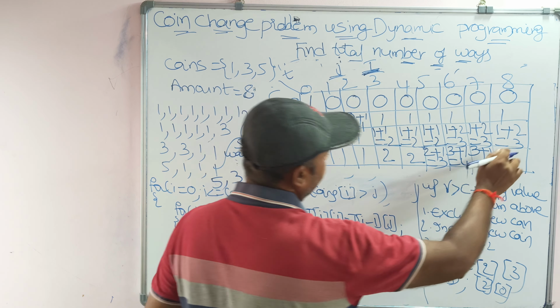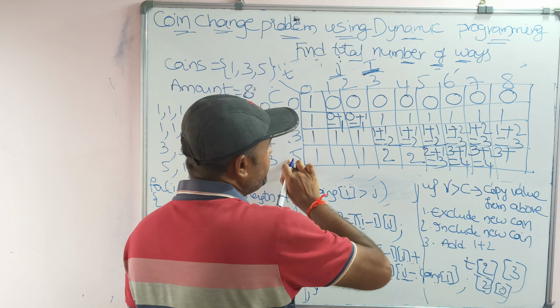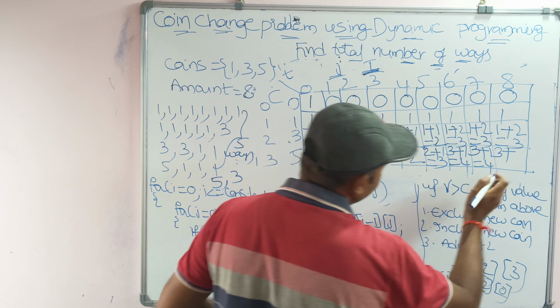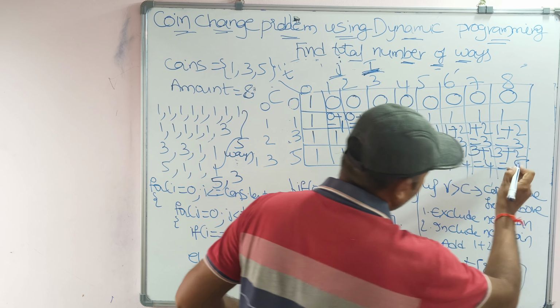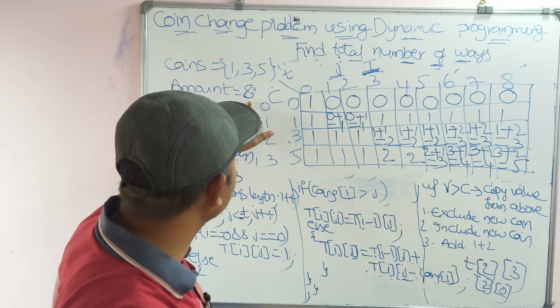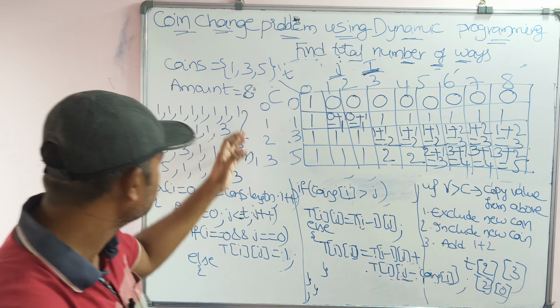Next, exclude the new coin. That means copy the above value, 3. Plus, include the new coin. So 8 minus 5 means 3. So in the same row, 3 can be arranged in two ways. So 3 plus 2 means 5. So we can say that 8 can be arranged with the help of 1, 3, 5 in how many ways? 5 ways. So this is the solution.